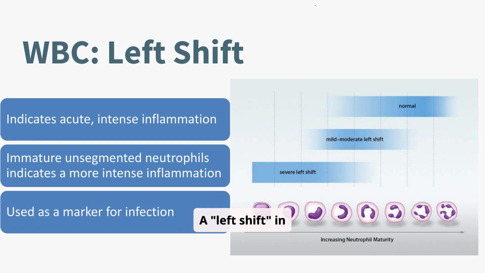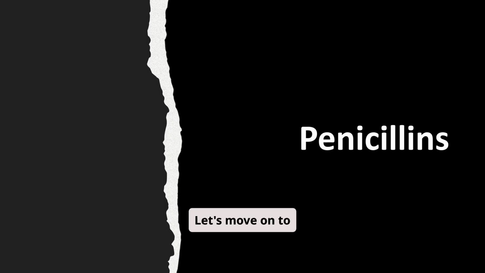A left shift in the WBC count indicates acute inflammation, with immature neutrophils suggesting a more intense inflammatory response. When the body is overwhelmed, the bone marrow sends out baby neutrophils called bands. If you see a rise in bands, it means the body is fighting hard, often due to bacterial infection or sepsis. Let's move on to specific antibiotic classes, starting with penicillins.